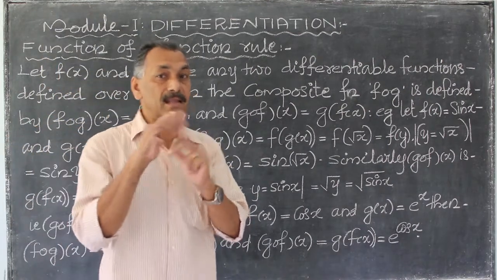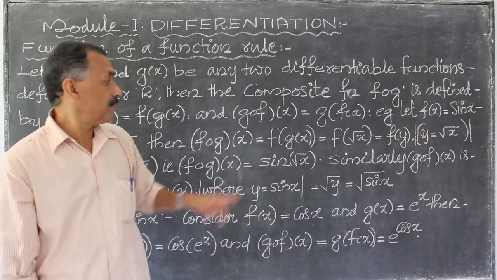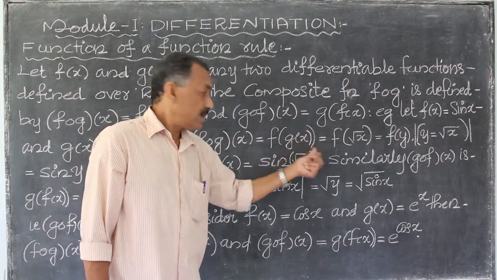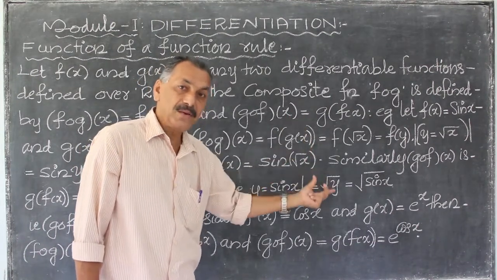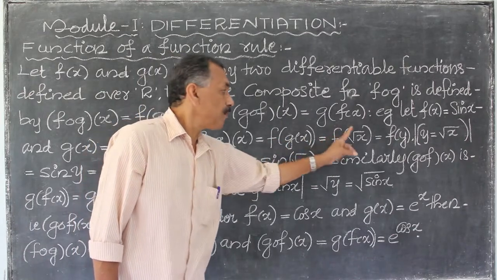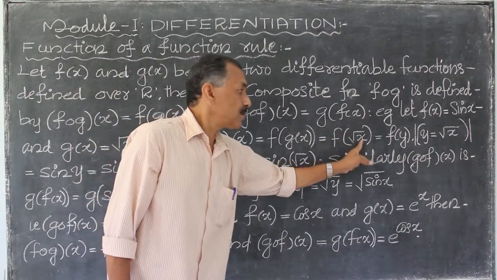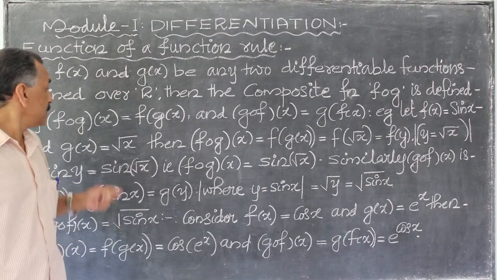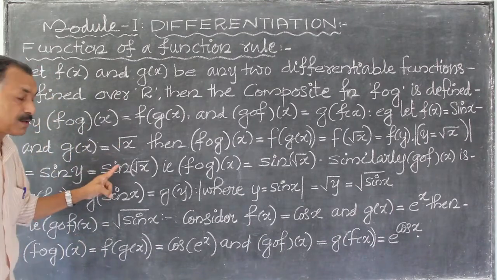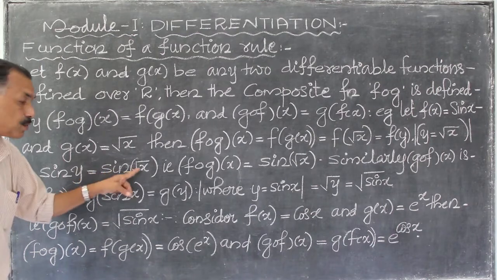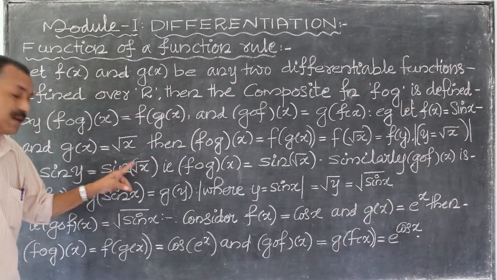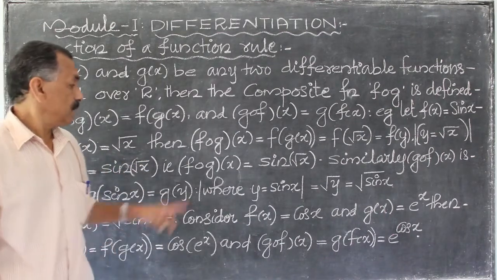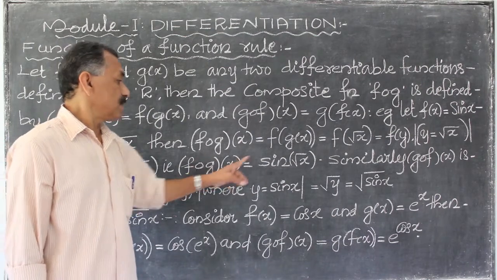Here the composite has another meaning, an entirely different meaning. f dot g of x is equal to f of g of x. That means consider the value of g of x, and that value is given to f. That is f of g of x, which is f of root x, which is f of y, equal to sin y, that is sin root x. So f dot g of x is equal to sin root x. But sin root x is the composition of the functions f of x equal to sin x and g of x equal to root x. Similarly, what is f dot g of x equal to sin root x?